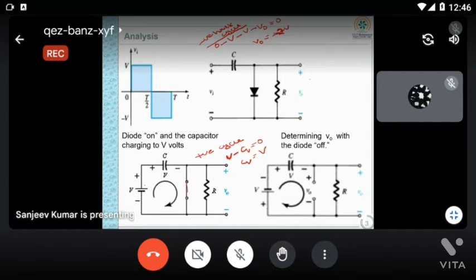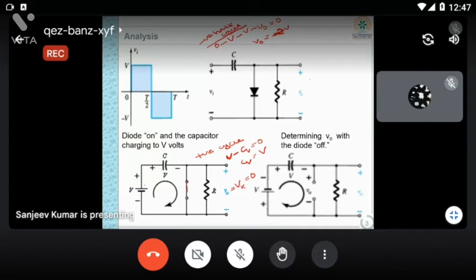This is equal to minus 2V. So for positive half cycle, what will we get? V0 is equal to... you can see the resistance is parallel to your diode, which is equal to the voltage across the diode. So if I am taking the diode voltage, it will be 0. So for positive half cycle, you will get 0, and for negative half cycle, you will get minus 2V.